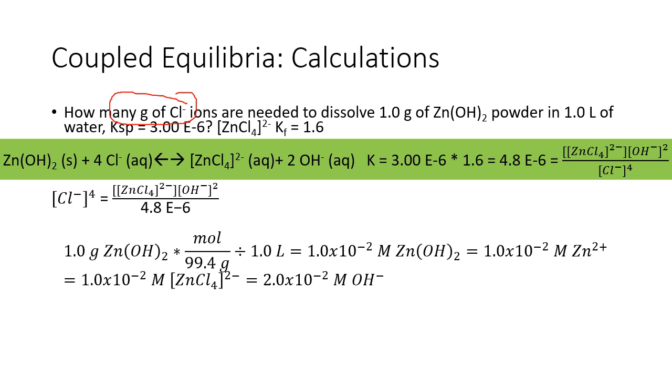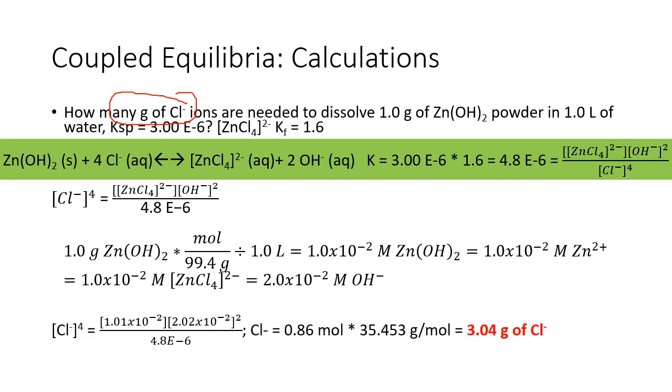We can now plug all of this into our equation up above. And when we do, we get 0.86 moles of chlorine after taking the fourth root. When we multiply that by the molar mass of the chlorine ion, we get 3.04 grams of chlorine ions are needed in order to dissolve the zinc. Okay. So none of this was super hard, but there were lots of steps, and you need to be careful in your steps, especially with the exponents on your K values.